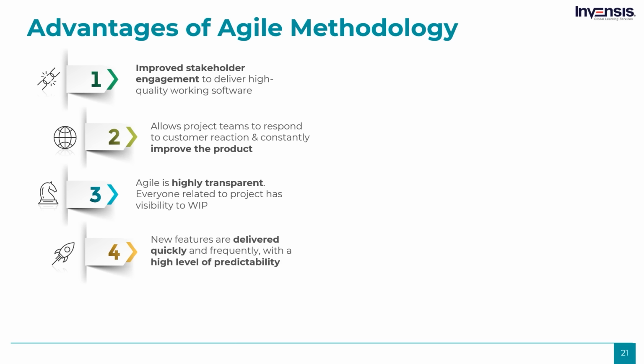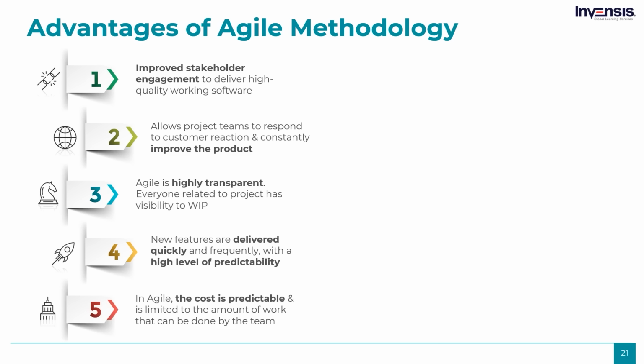Early and predictable delivery. By using time-boxed, fixed schedule sprints of 1 to 4 weeks, new features are delivered very quickly and frequently, with a high level of predictability. This also provides the opportunity to release or beta test the software earlier than planned if there is sufficient business value. Predictable costs and schedule. Since sprints have a fixed timeline, the cost is predictable and limited to the amount of work that can be performed by the team in that time.